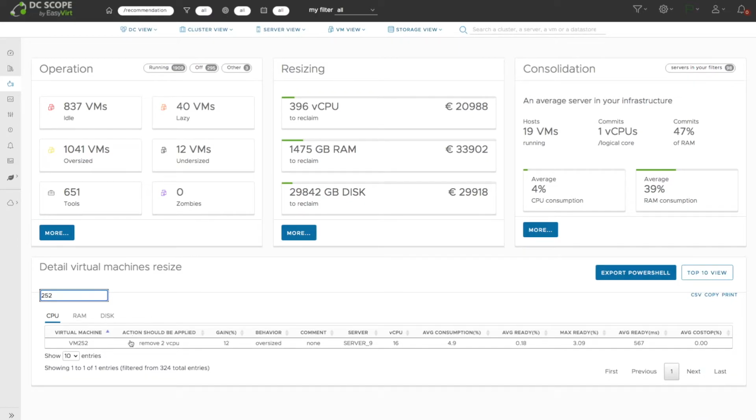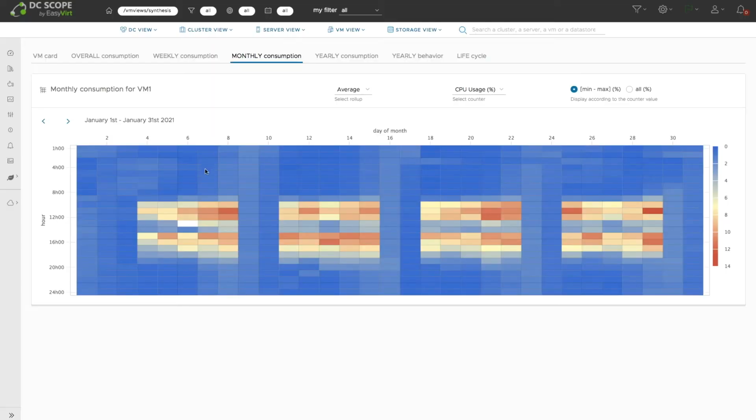We can see that indeed DSysCup suggests removing two CPUs from this VM. We can see that the percentage of maximum CPU ready is very high. However, the percentage of average CPU ready is much lower. We are going to check the CPU consumption of this VM to understand this difference.